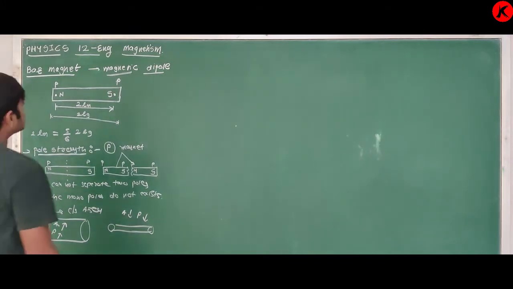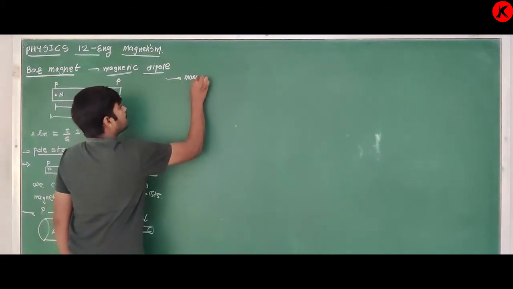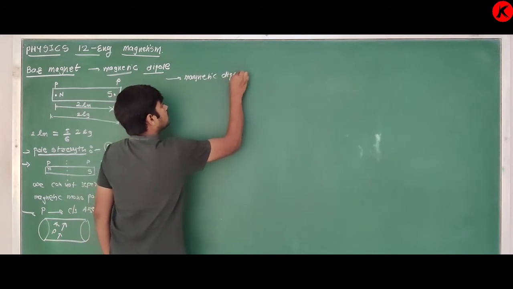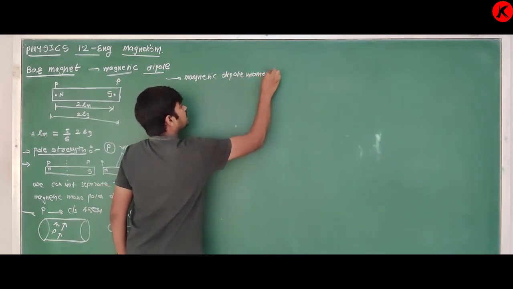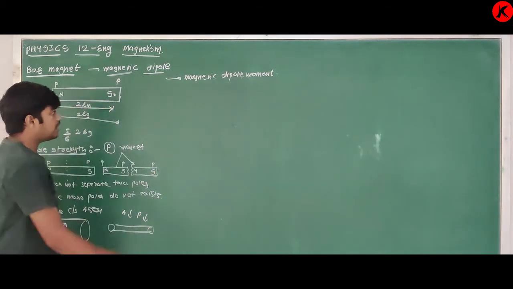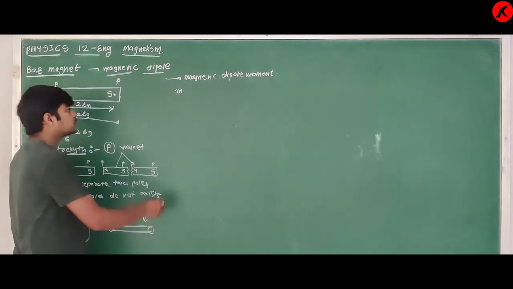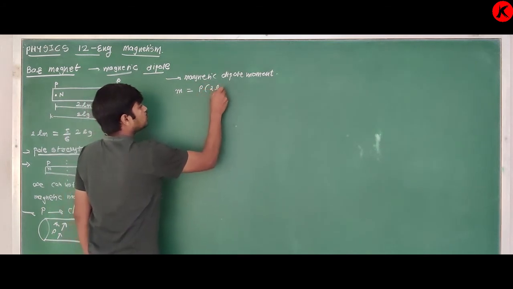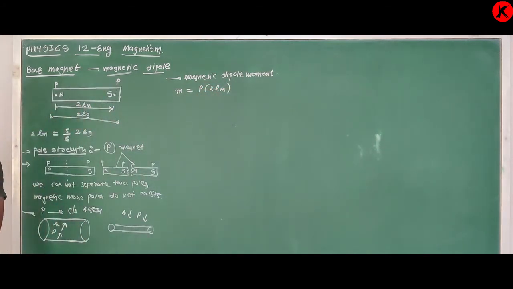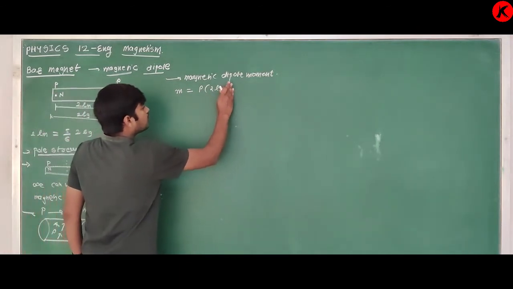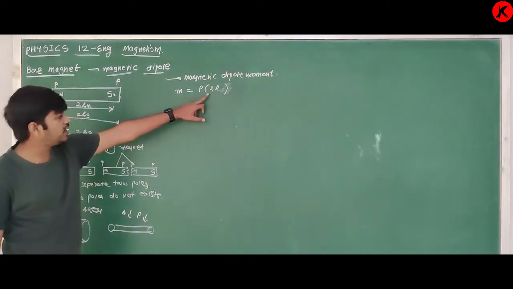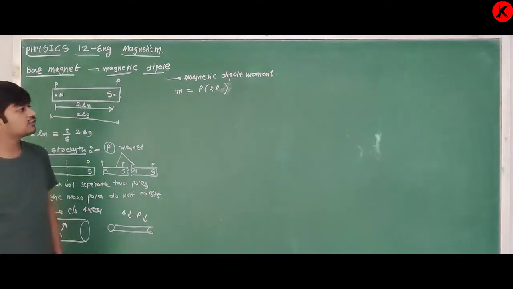Now, the next point is magnetic dipole moment. What is magnetic dipole moment? It is indicated by small m, and m is equal to P into 2Lm. That is the exact definition. But for practical use, we can say 2Lm and 2Lg are equal, so you can also write just 2L. 2L means length of the magnet, and P is the pole strength. So this equation you have to remember.